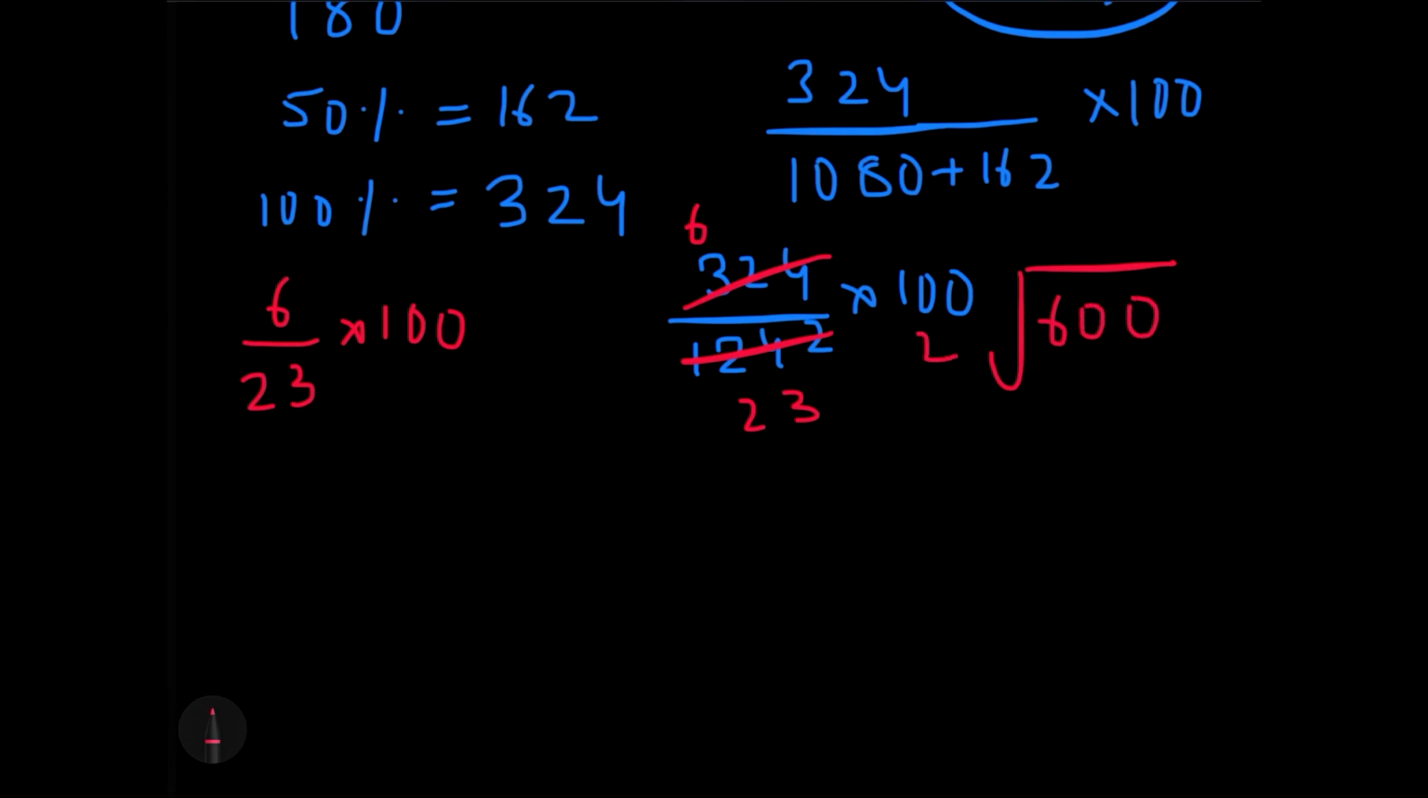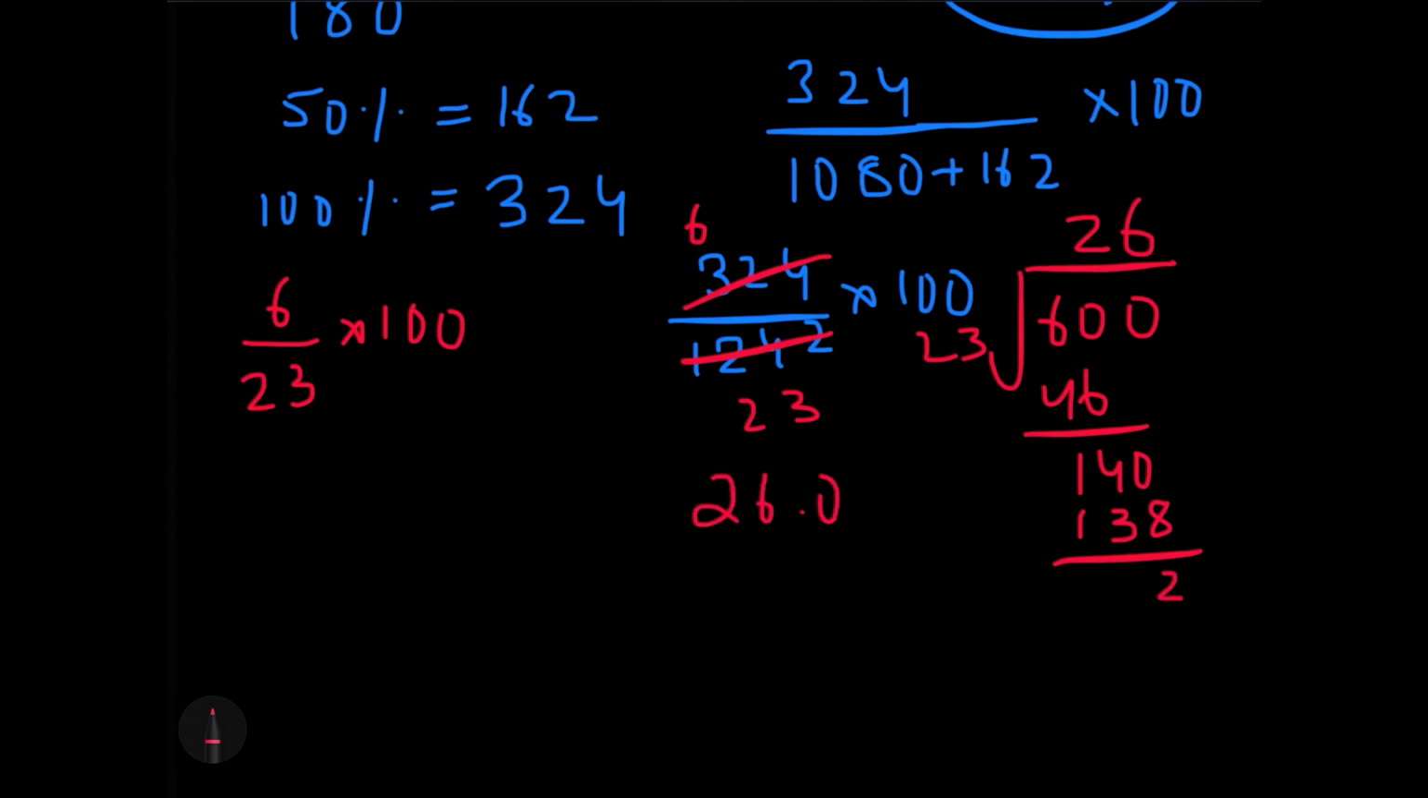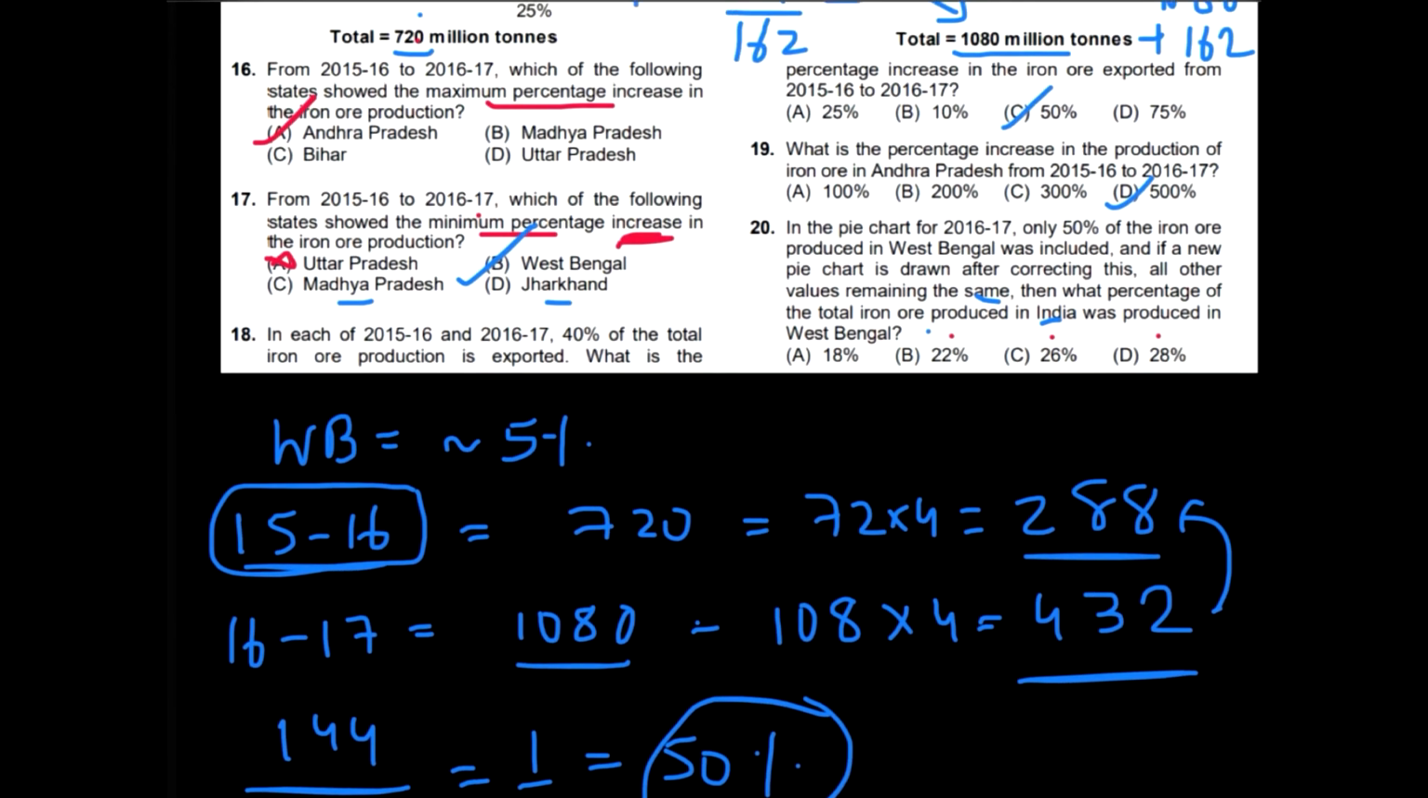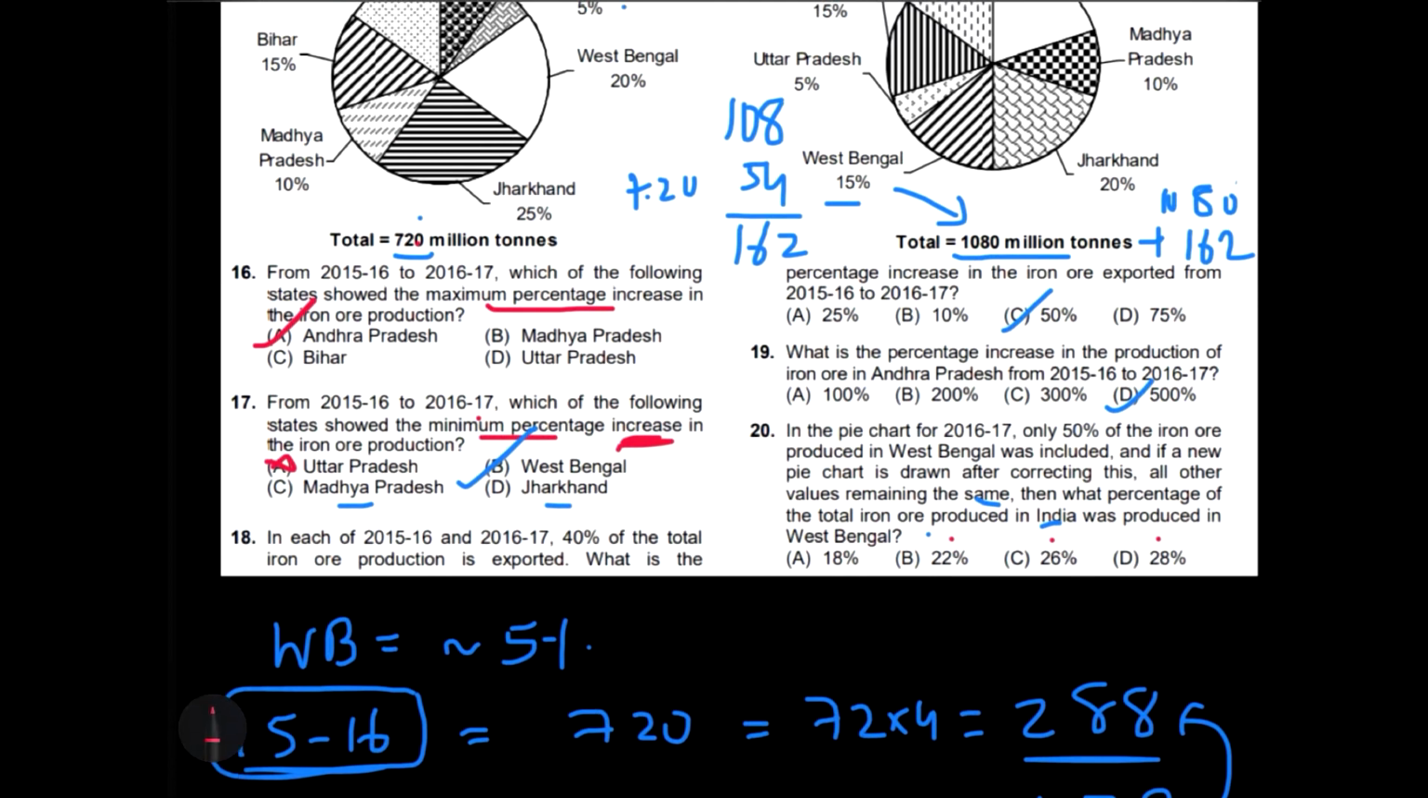600 when divided by 23 gives me a 2, then a 46, and then a 140. Most probably this is my perfect answer. So I can say that 26.0-something is my answer. And if I now go and check back my options, I would see that the closest answer for me is option C, which is 26%.